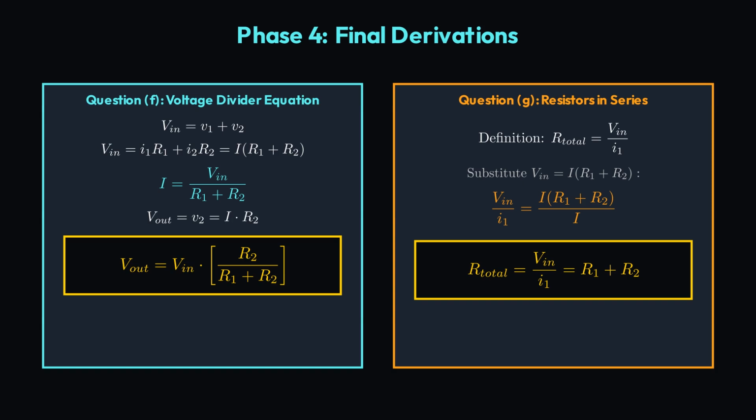Second, for question G, dividing total voltage Vin by entering current I1 gives the equivalent series resistance. Vin over I1 equals R1 plus R2. This proves that resistors in series simply sum together. This completes our full step-by-step solution.